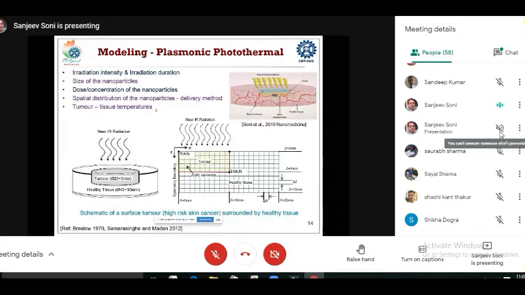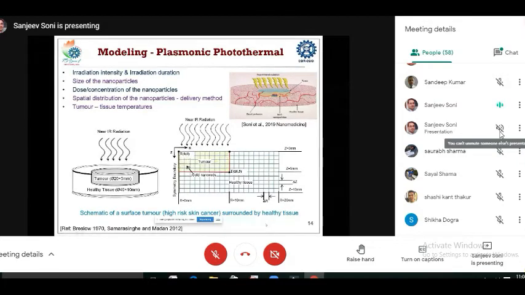For example, in the case of radiotherapy for cancer, clinicians also do treatment planning. They first find out, depending on the tumor volume, how much dose of X-ray is to be given and for how long. So similarly here also this is to be done.